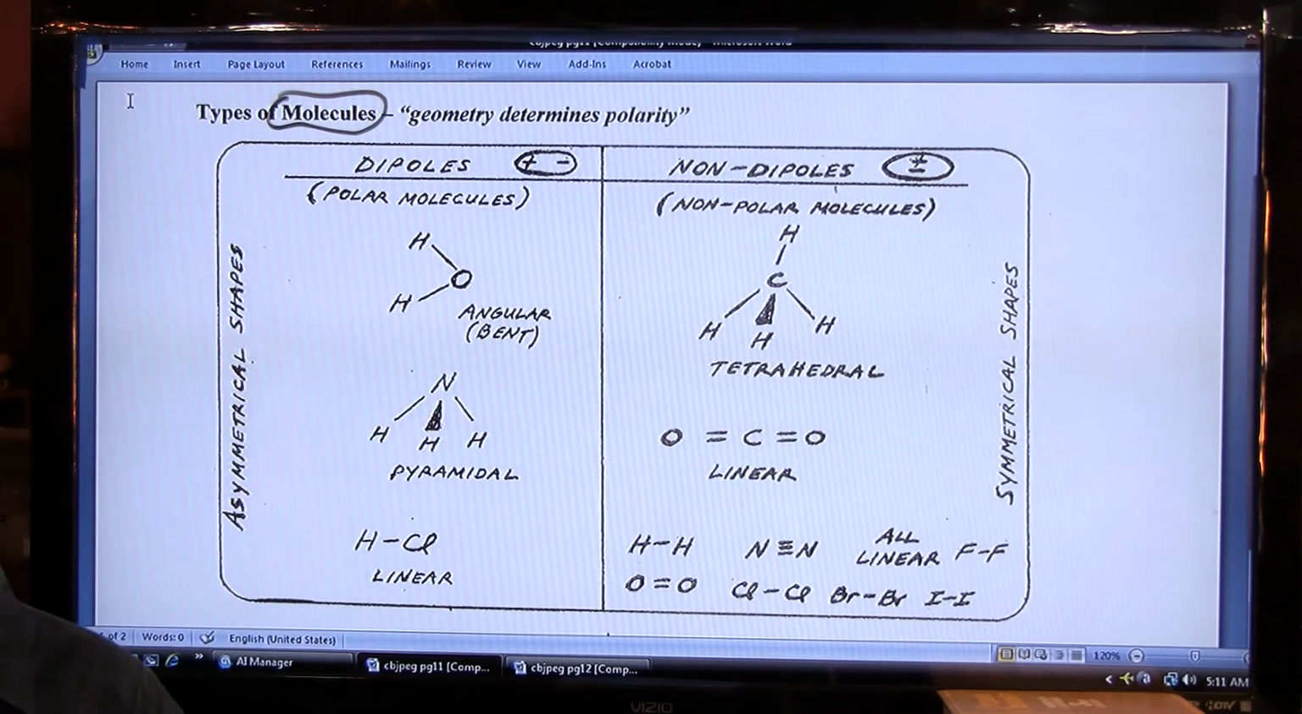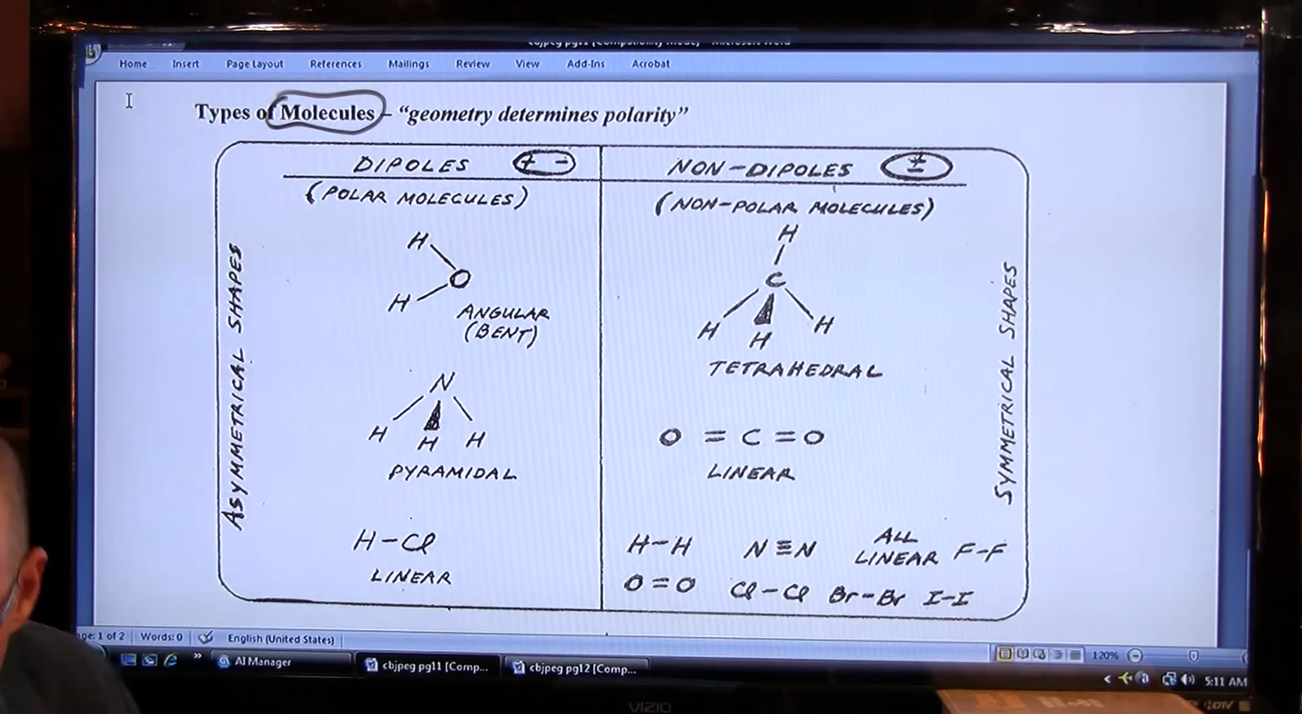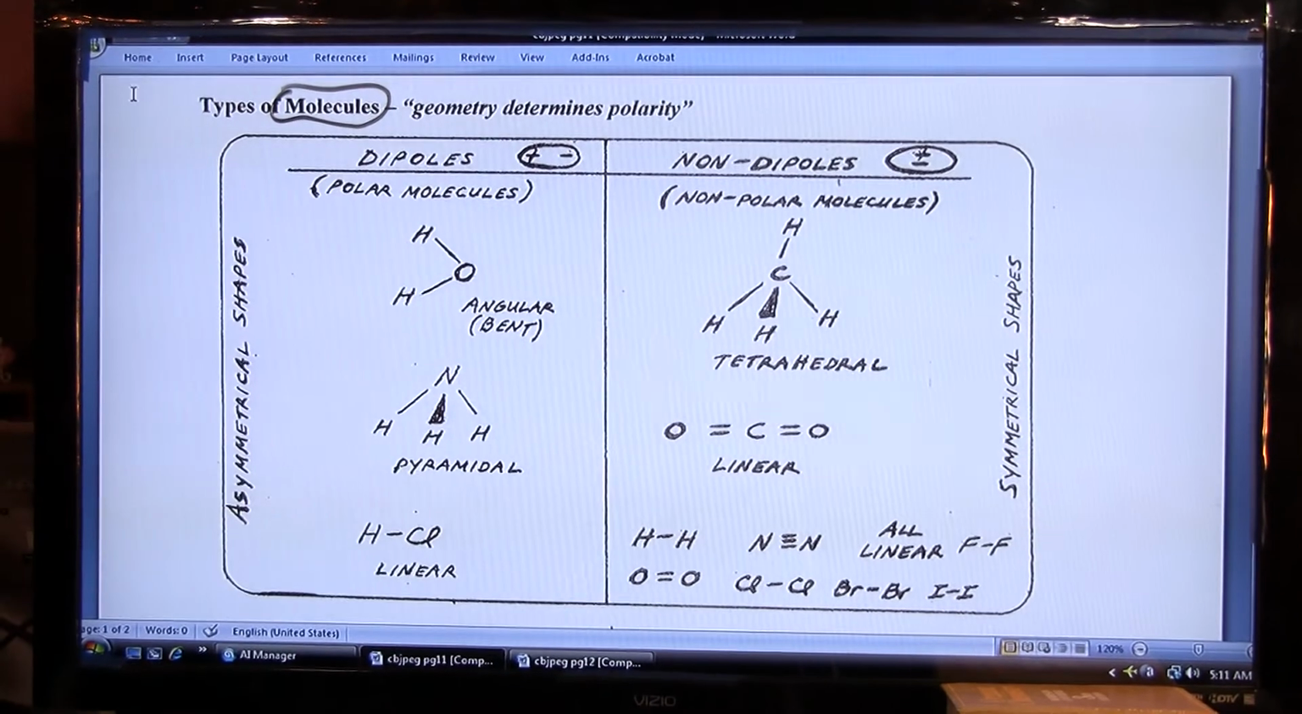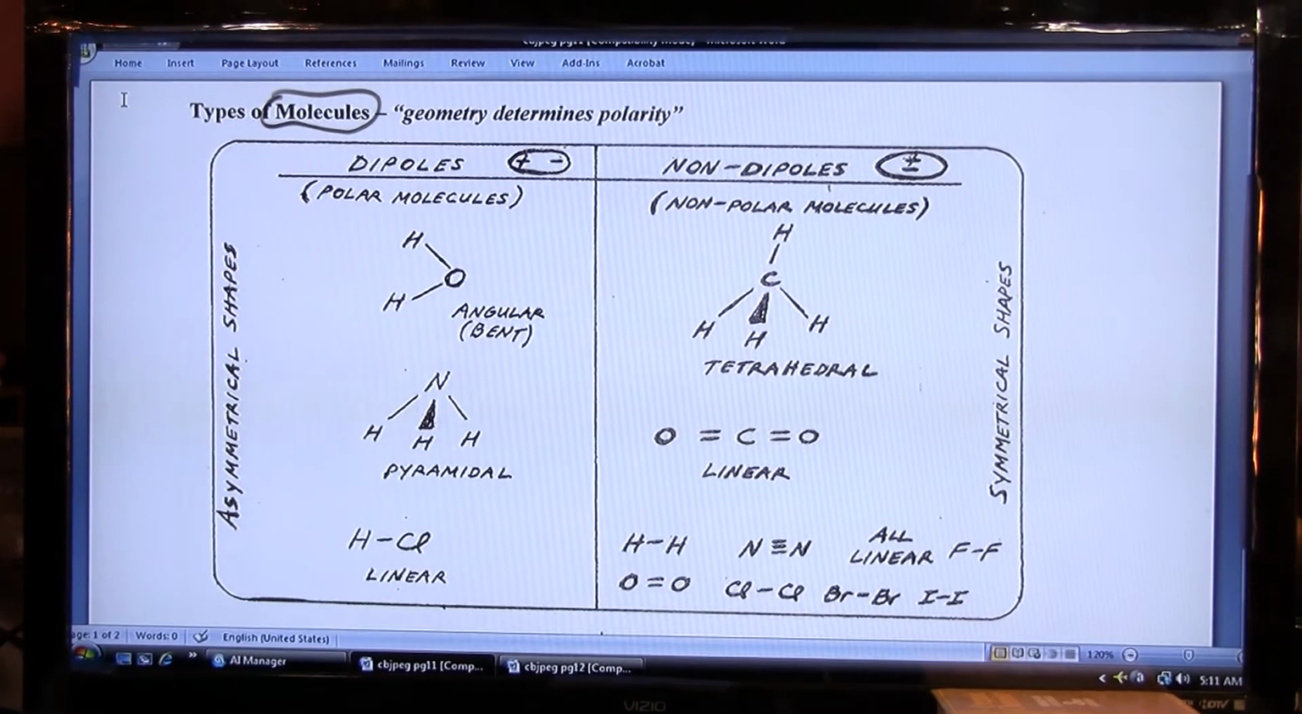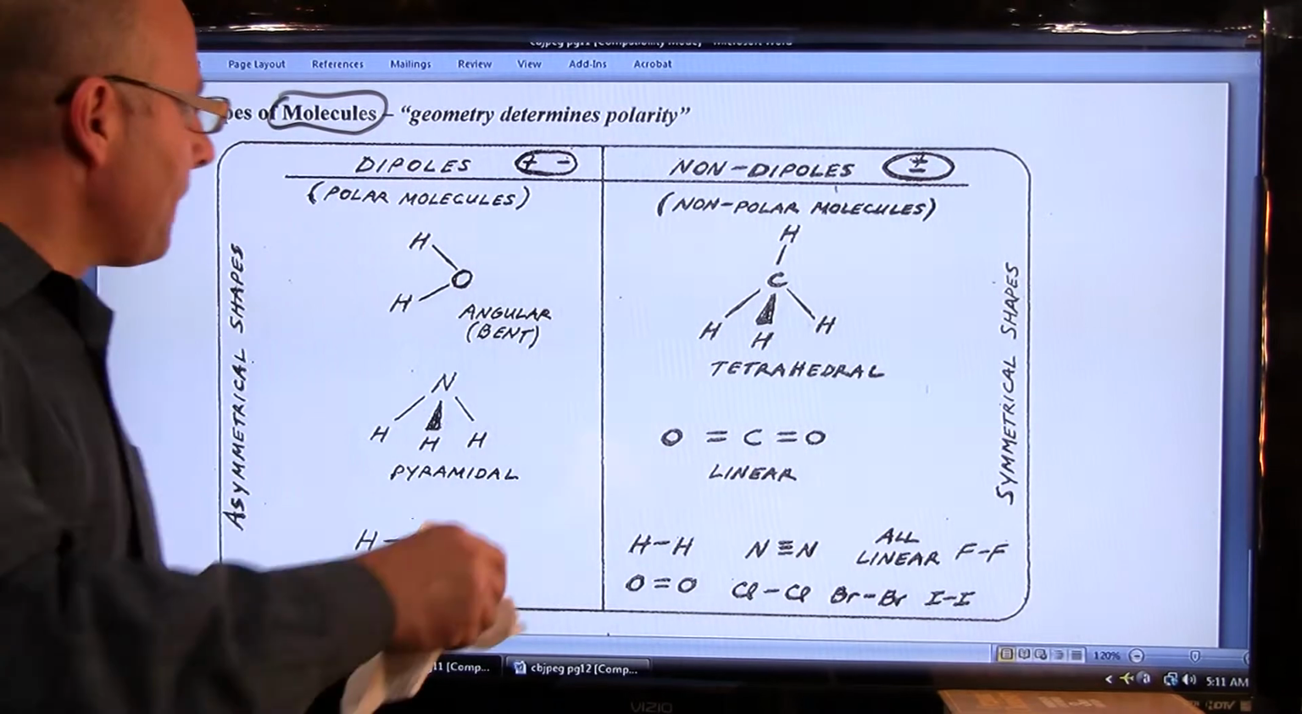All right. Towards the bottom of this page, you'll see another way to analyze this. Let me get a piece of paper towel to break this down for you.